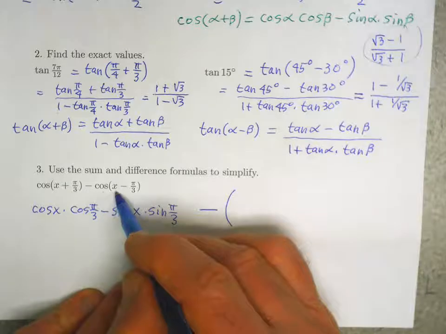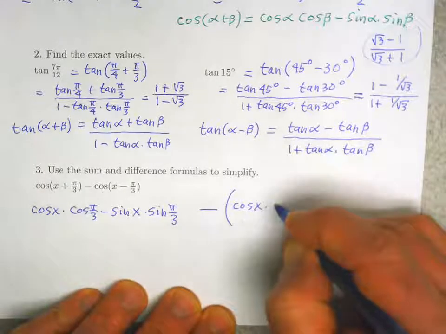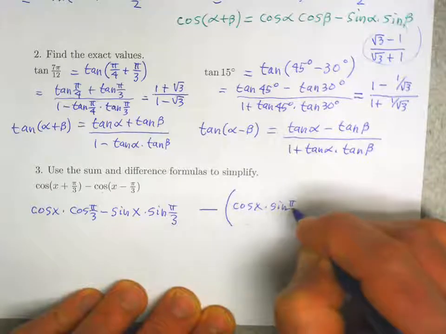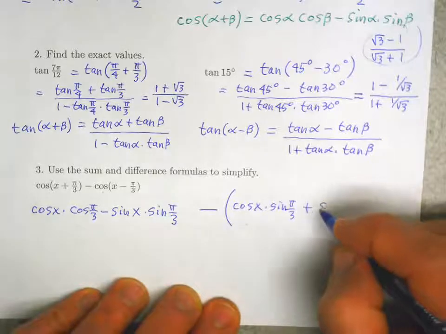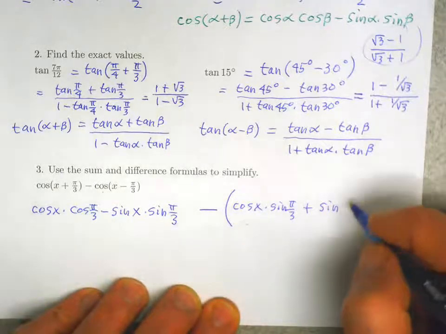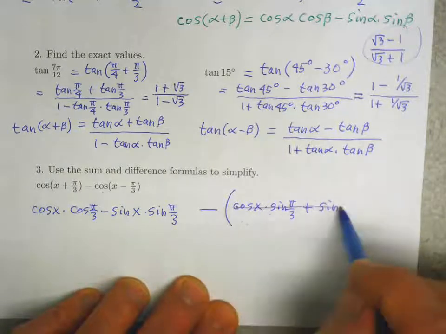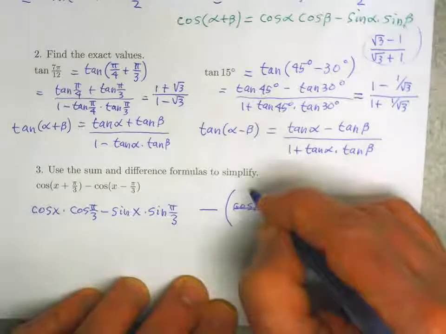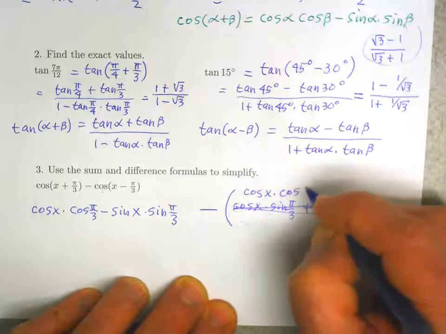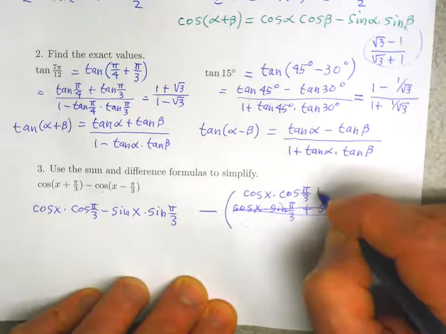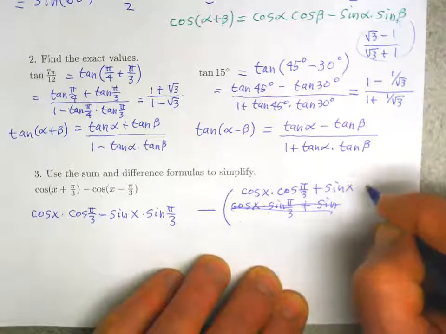So cosine of x minus pi over 3 is cosine of x times cosine of pi over 3 plus sine of x times sine of pi over 3. Sorry, I messed this part up. This is cosine of x times cosine of pi over 3 plus sine of x times sine of pi over 3.